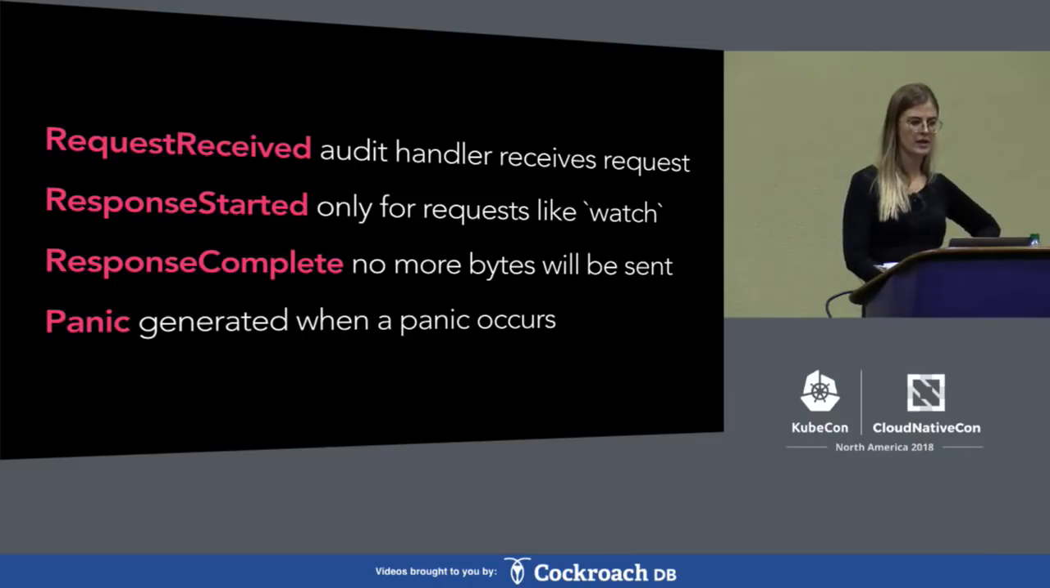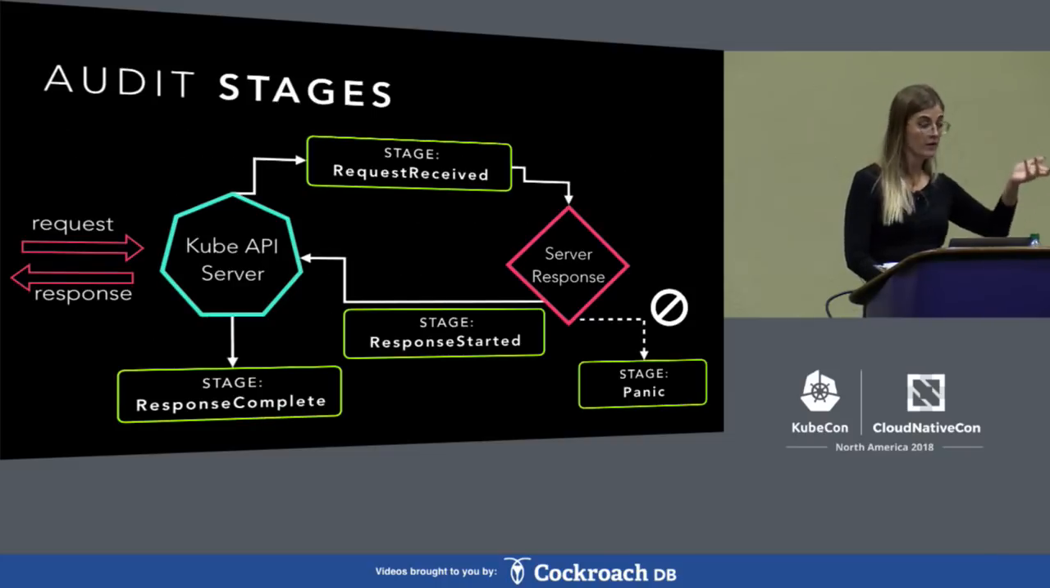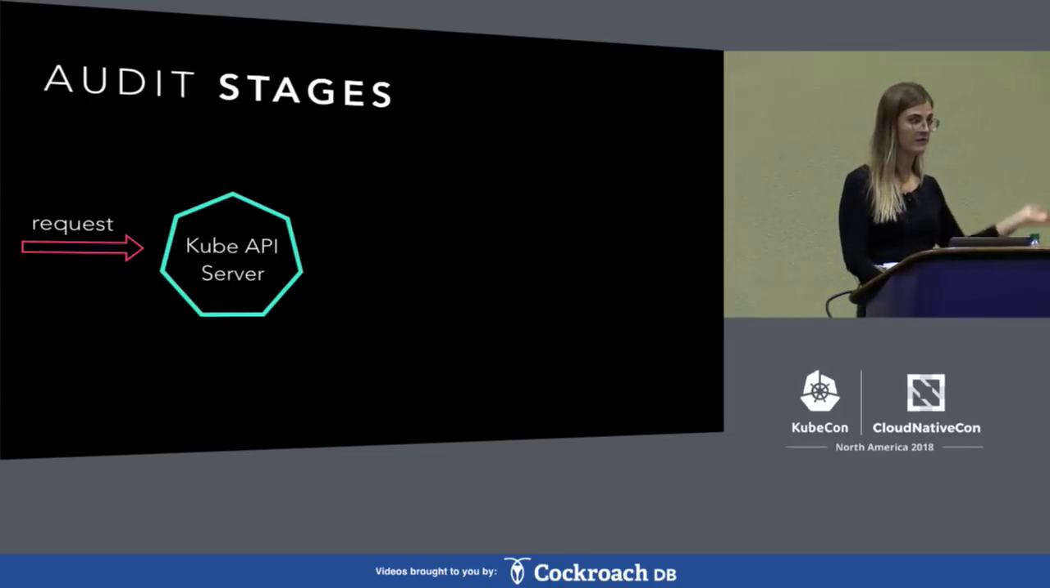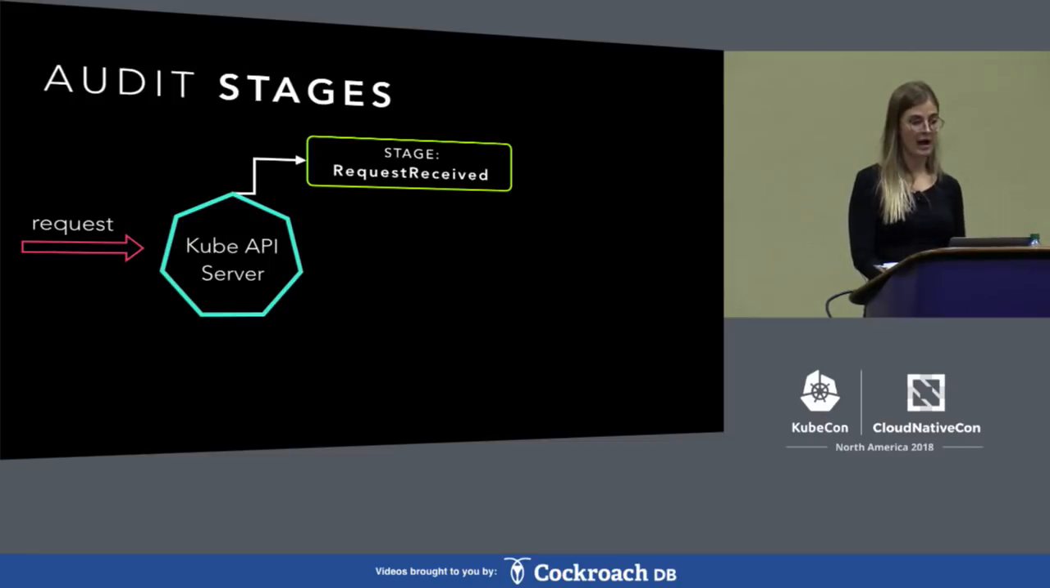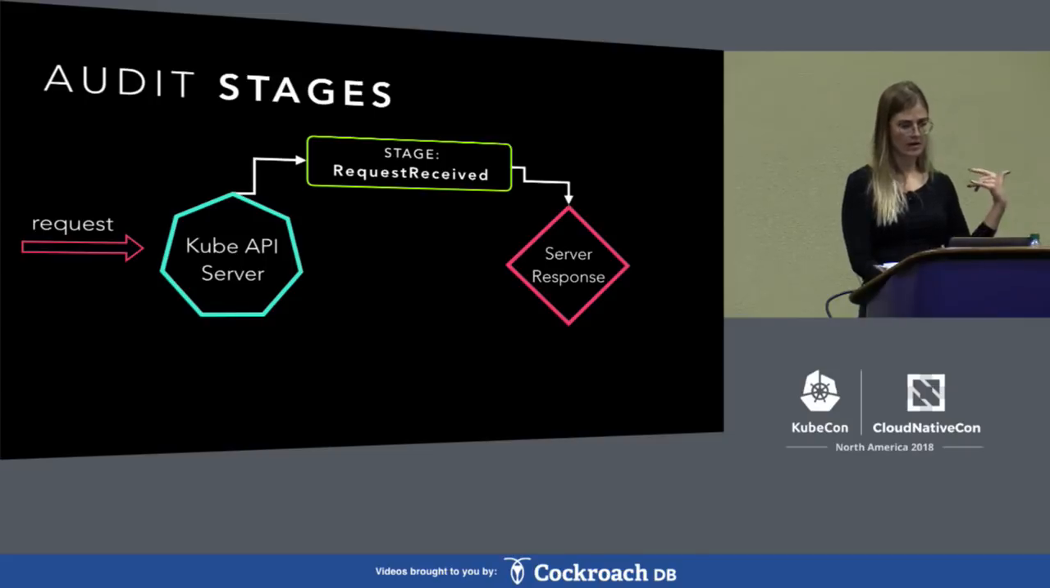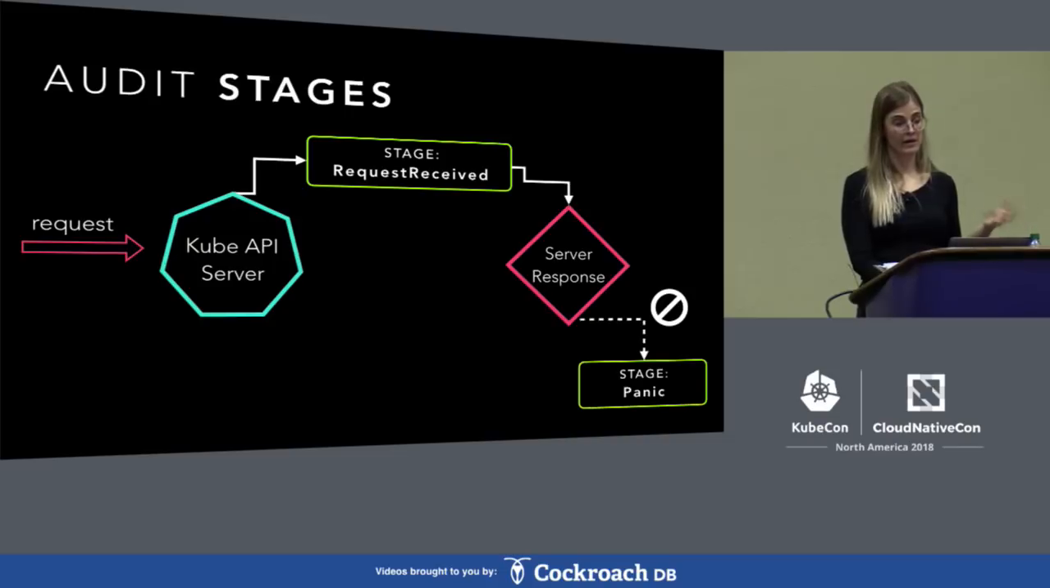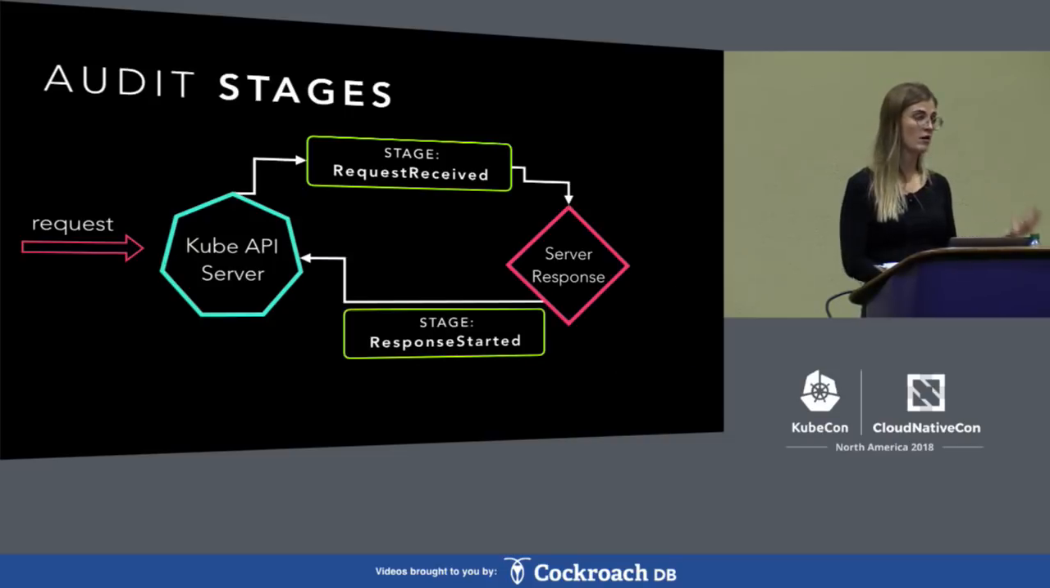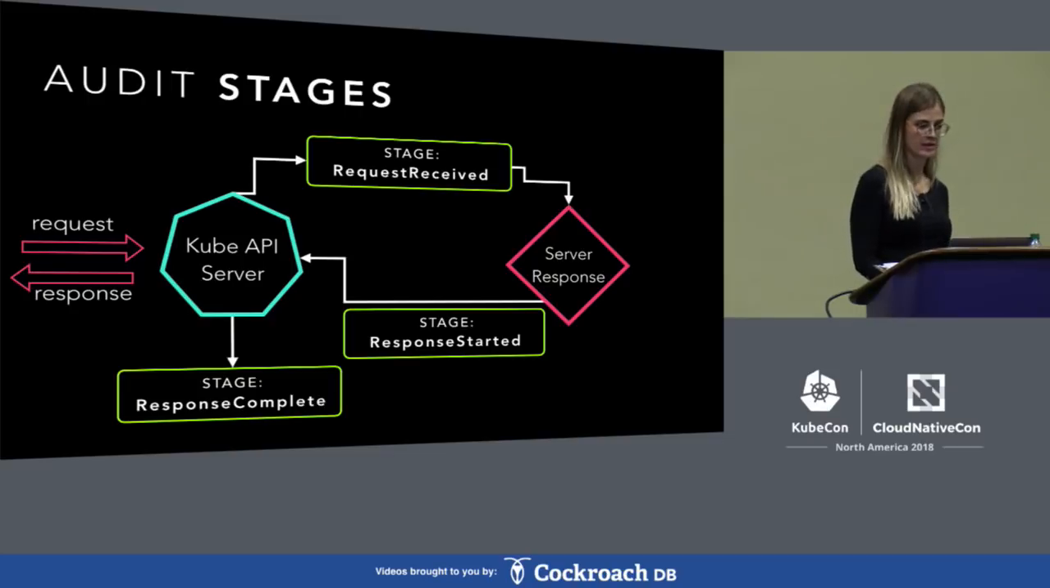Let's just walk through this quickly to go through the life cycle. So this is roughly what we can expect it to look like. It all kicks off with a request to the API server. Again, a get, a watch, a create, something like that. At that point, we get an audit log with the stage request received. From here, we can see what the server response is going to be. It could either be a no-go, and the server could panic, and we'd get a panic log, or if it's a longer running request like watch, we'll get a response started, and when it's done, response complete.